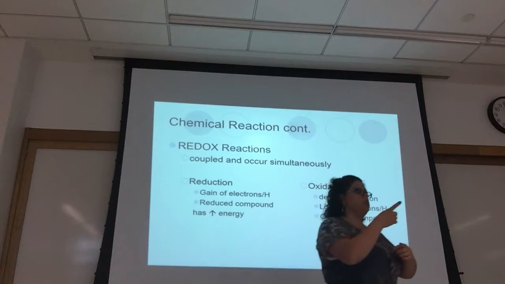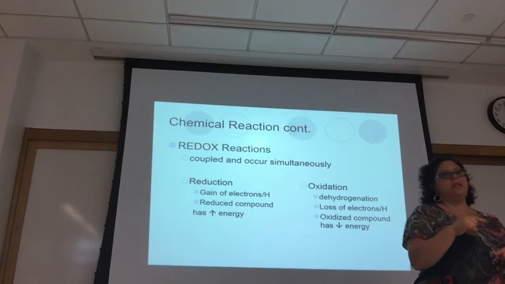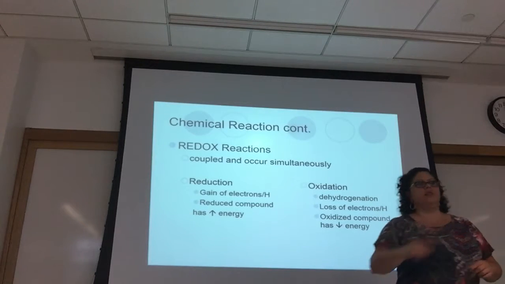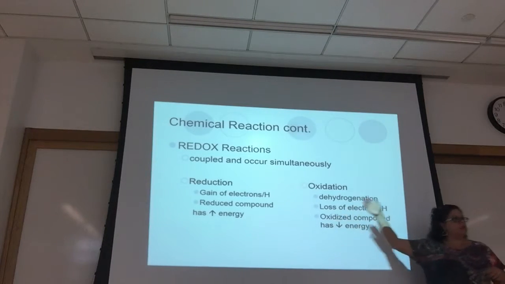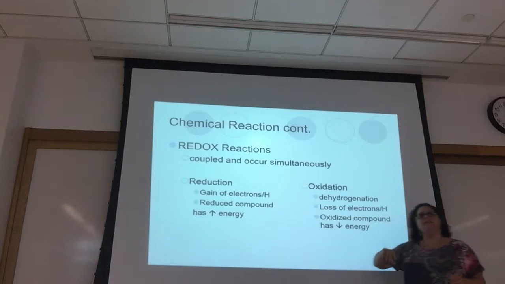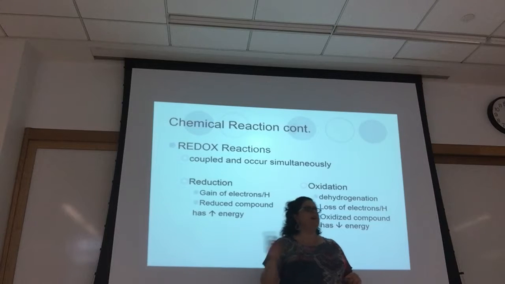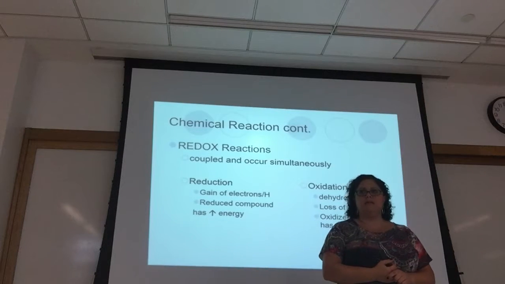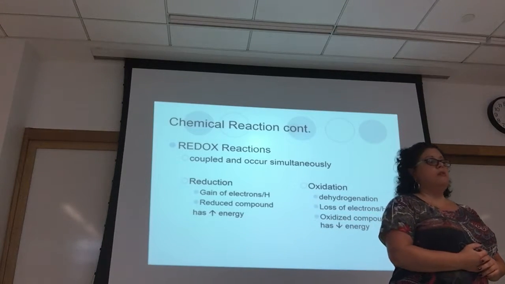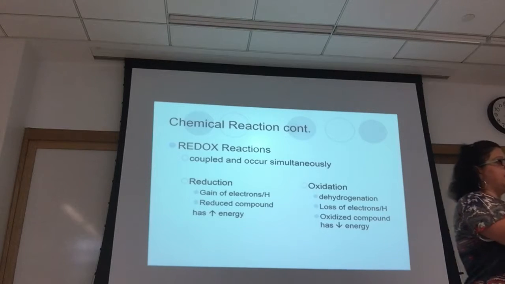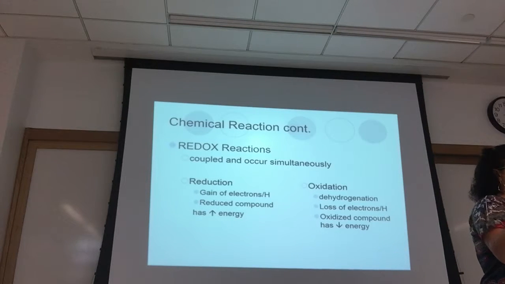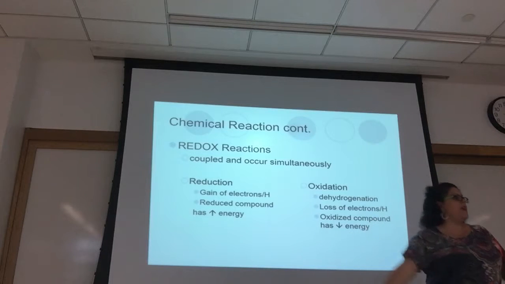We have two reactions occurring at the same time. One of them is going to lose some hydrogen and electrons, and in the other reaction, we're going to gain them. It's kind of like the ionic bond that we talked about last class. Remember the ionic bond? We had a donator and we had an acceptor. It's basically the same thing happening here.